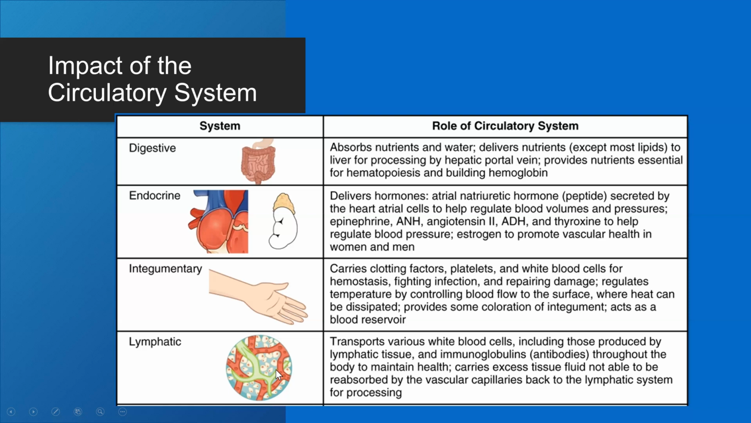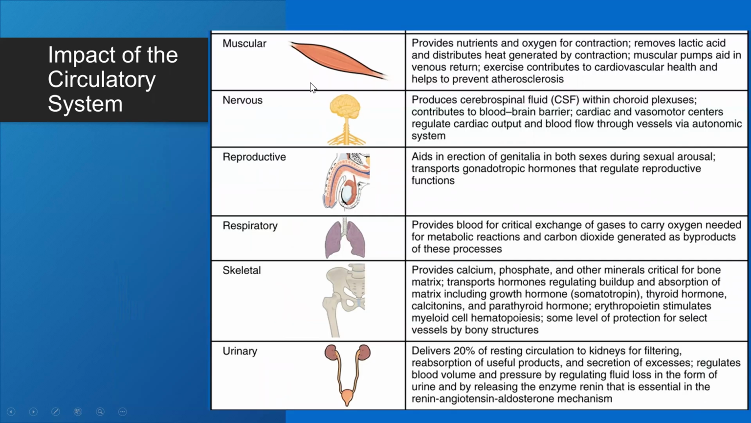Because your capillaries are permeable, so you can see over here, that's your blood vessels. And because they're permeable, some extra fluid will leak out and it will be picked up by lymphatics. Muscular system. Of course, your blood supplies nutrients and oxygen, not only to your muscular system, but any system of your body.